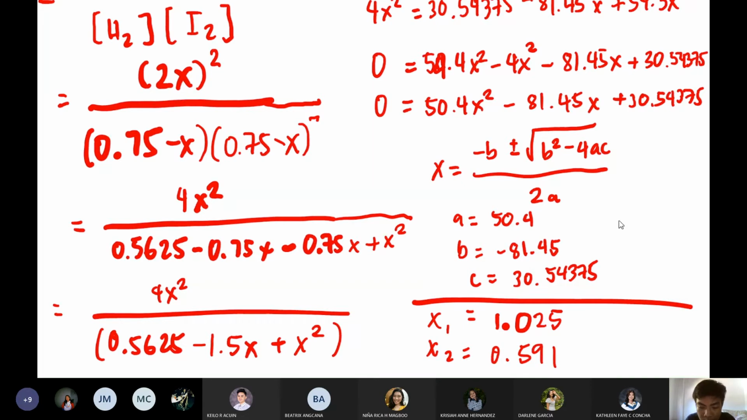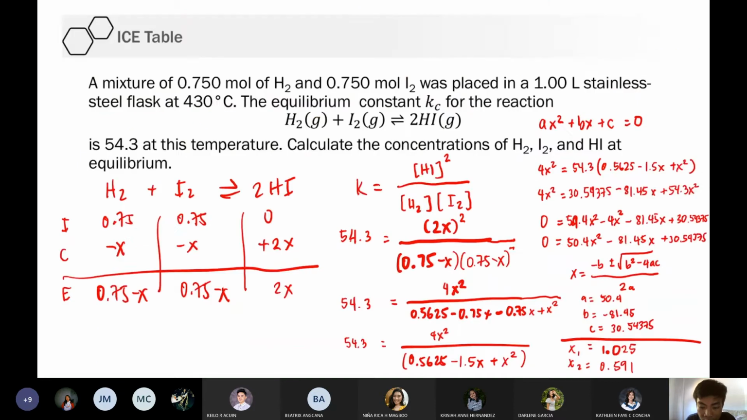So again, you solve for the x value using the quadratic equation. You can use your calculator when solving for the values of x now. I already uploaded the video on how to do that. Just check the chat box here. Okay, so after solving for the value of x, we are going to plug the equilibrium concentrations into our E. The problem is that we have two x values.